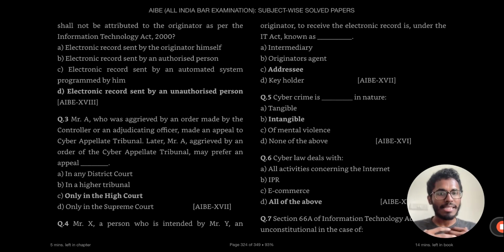So if someone is the originator of a particular electronic record, the person who receives that electronic information will be called the addressee. Remember, very simple. Fifth question: cybercrime is dash in nature.